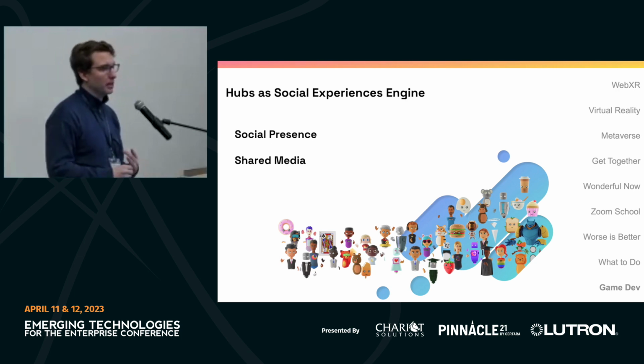Social presence is the idea that when you're in a virtual environment with somebody else, you want to feel like they're there. You want to get their body language. You want to know when they're nodding along because they're understanding what you're saying. You want to know when they cock their head to the side because they're a little confused. You want to know when they're queuing to speak.